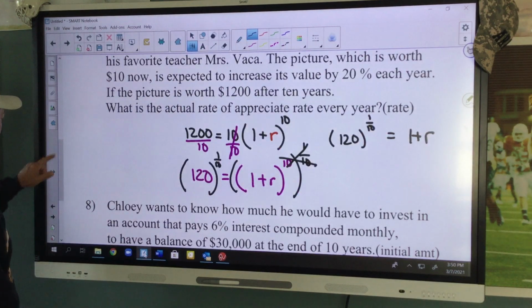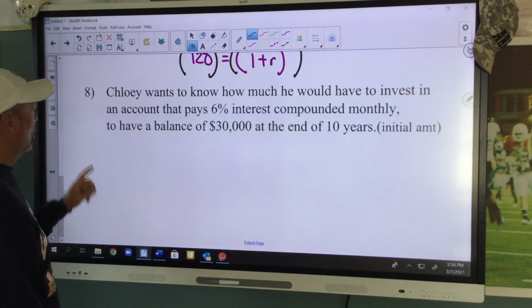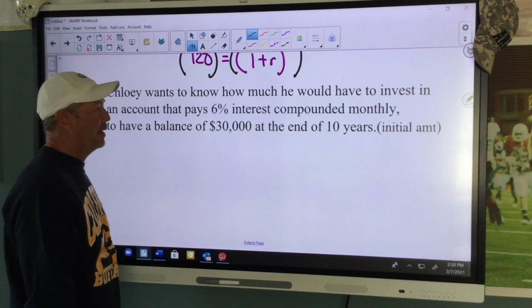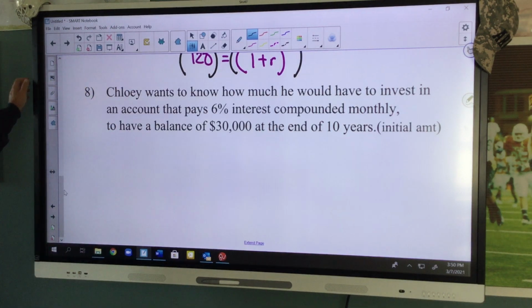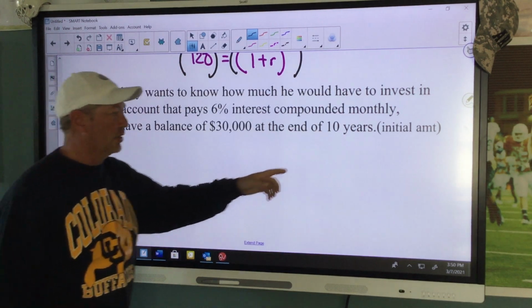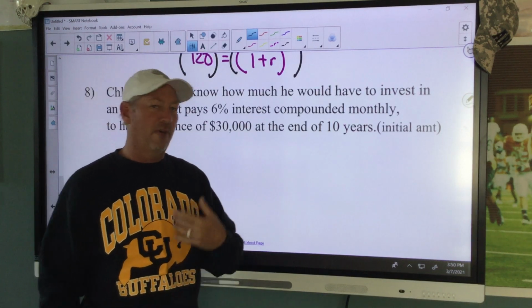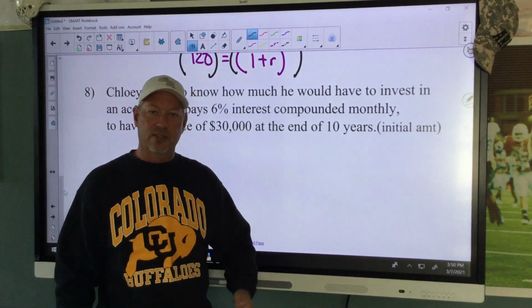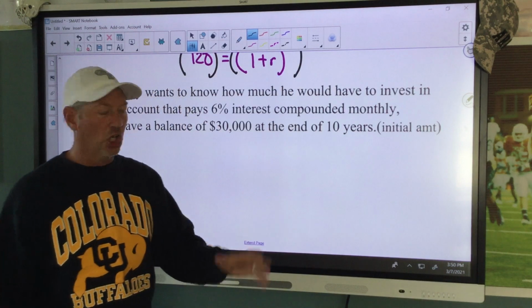61.4%. Next problem. Chloe wants to know how much he would have to invest in an account that pays 6% interest compounded monthly to have a balance of $30,000 at the end of the year. So we're looking for the initial amount. We know that when you find the initial amount, it's one of the easier problems. You're going to end up dividing by a chunk.